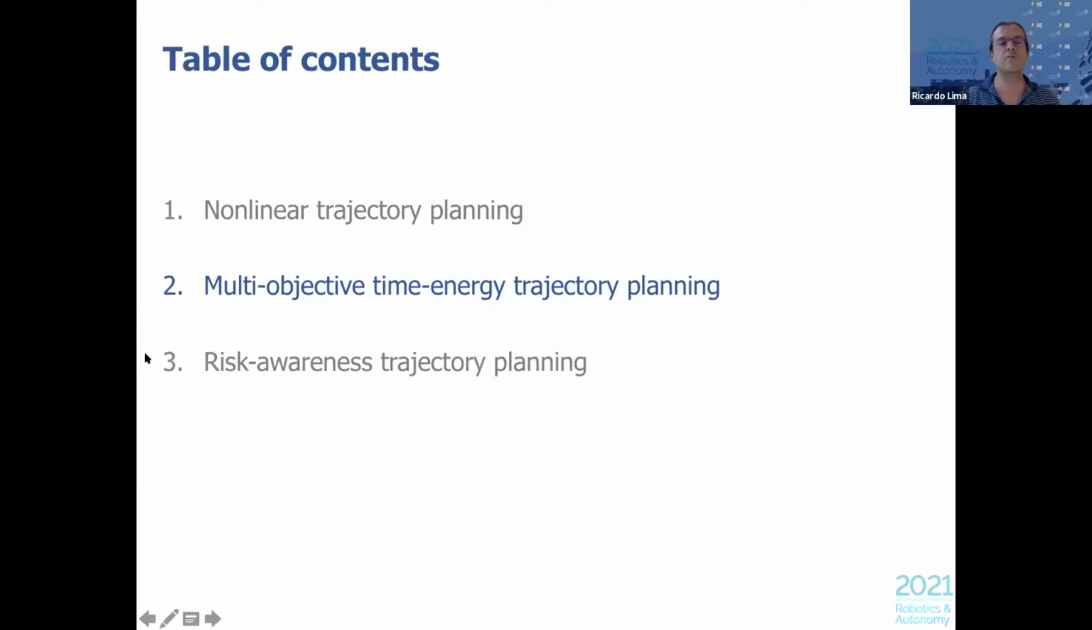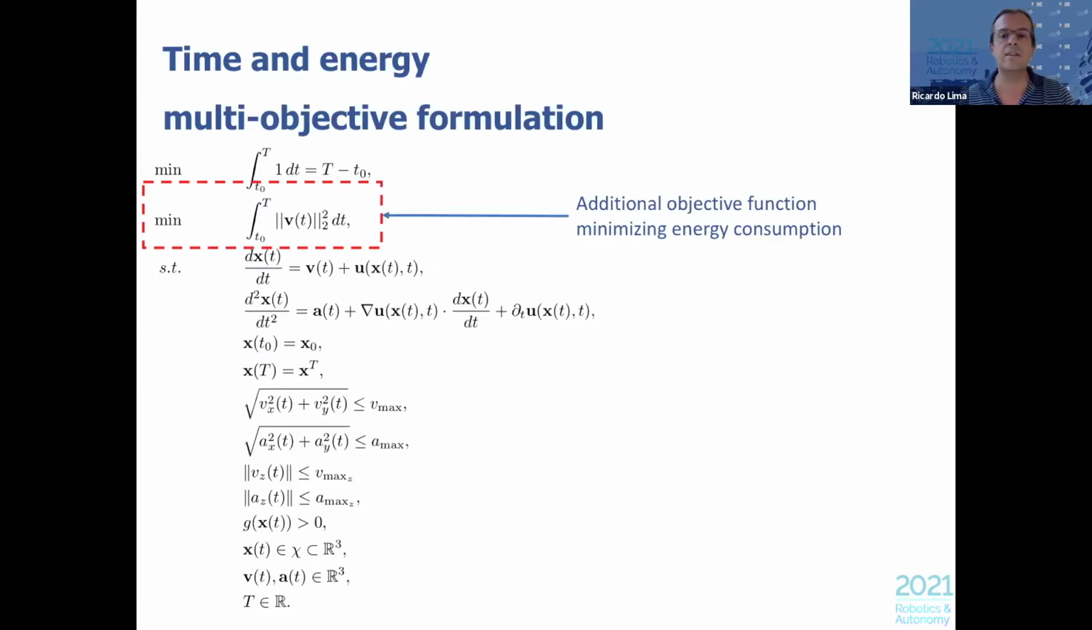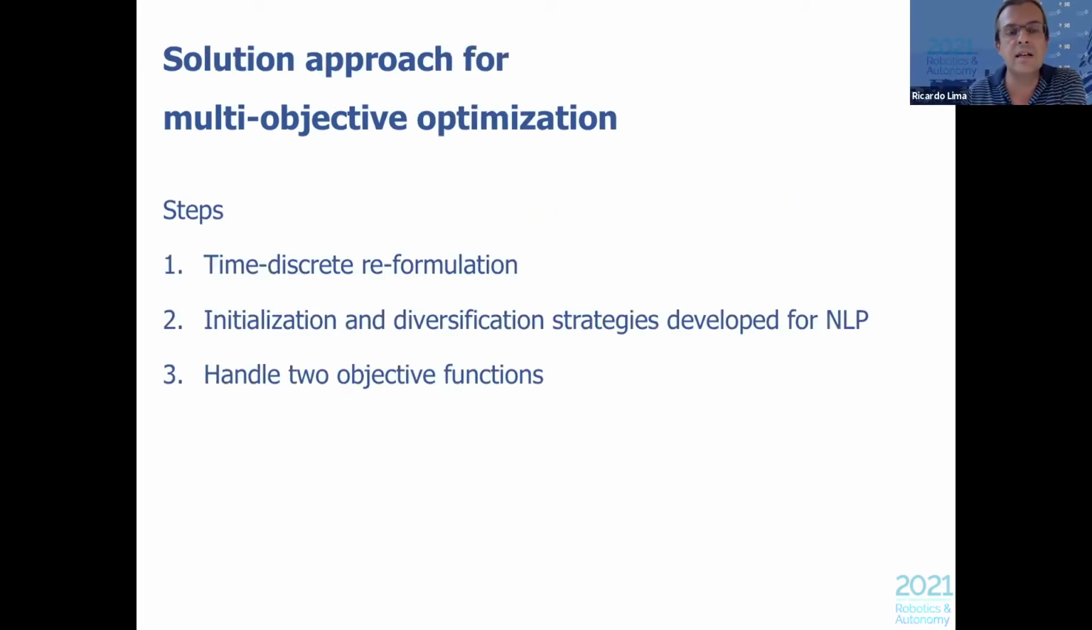So after this first initial model, what we did was, let's extend this type of formulation with a multi-objective time-energy objective function, right? So we added another objective function that tries to give us an idea of the energy consumption of the vehicle. And to solve this type of problem, we have a solution approach that starts by discretizing the problem, as we did before.